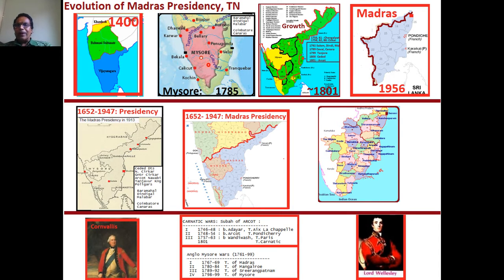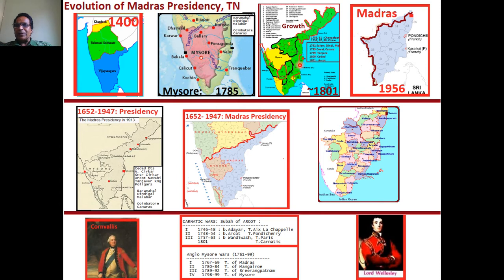Then we'll talk about the Mysore at 1785. For Madras Presidency, the Mysore kingdom, which was under the Wadayar dynasty, later usurped by Hyder Ali and Tipu Sultan, reached its maximum geographical area around 1785. That's how it looked. We'll talk about it because the Mysore kingdom contributed a lot of territory for the Madras Presidency.